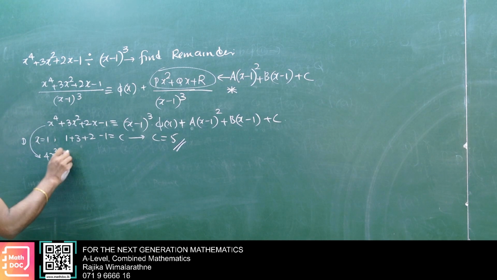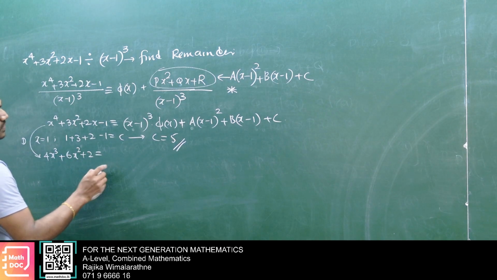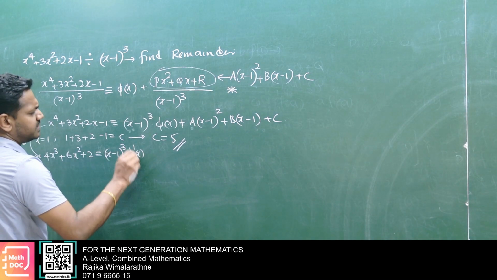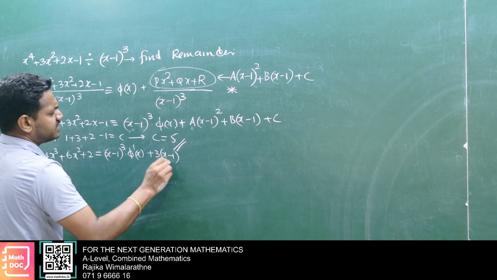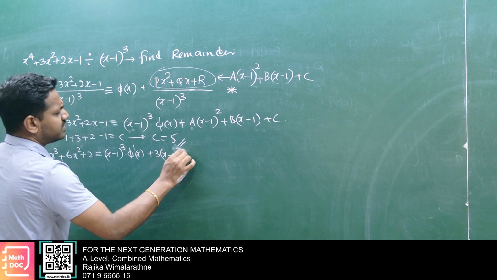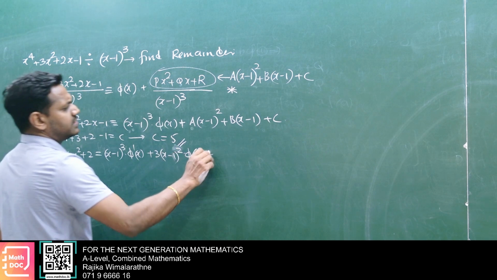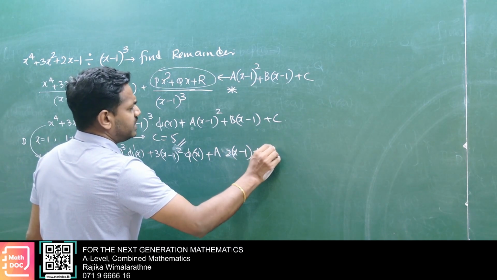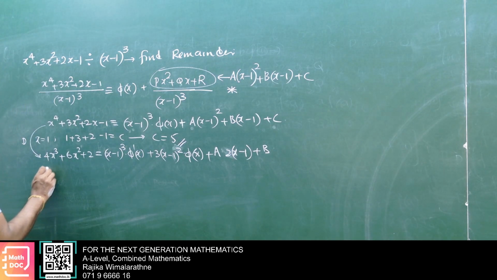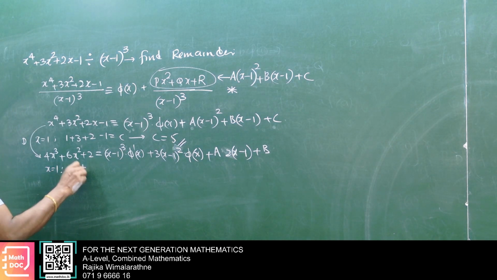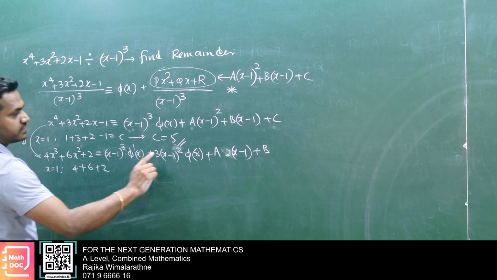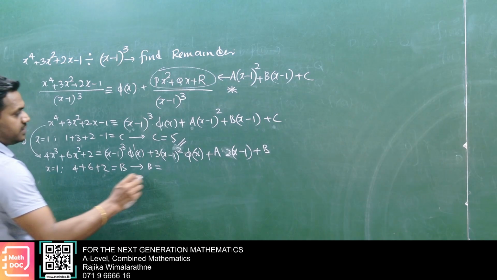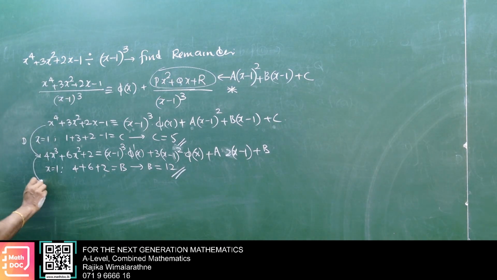4x to the power 3 plus 6x plus 2 equals 3 times (x minus 1) squared p(x) plus (x minus 1) cubed p dash x plus a into 2(x minus 1) plus b, and c is a constant so 0. Then substitute x equal to 1 again. 4 plus 6 plus 2 is 12 here, and the other terms are 0, 0, 0, b. Then the b value is 12. Then again differentiate.